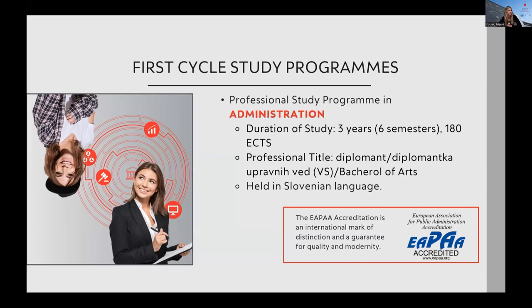We also have one professional study program in administration, which lasts 3 years, and you get 180 ECTS, and the professional title is also Bachelor of Arts, and this program is also in Slovene language. Both these programs, the university and the professional study program, have EAPA accreditation, and this accreditation gives us a mark that the programs are very well structured.